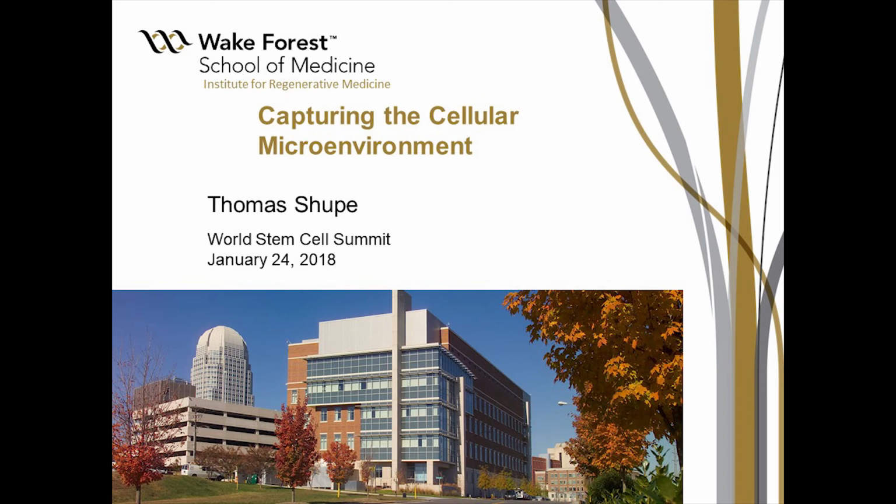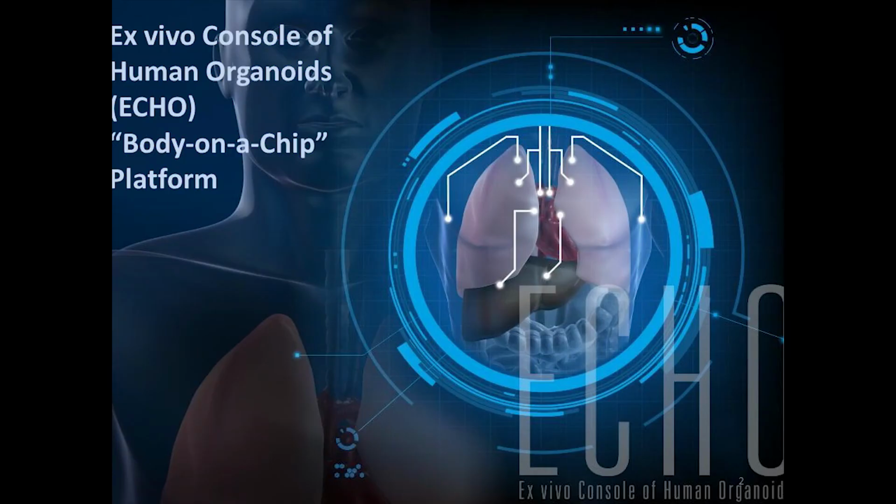Thank you all for the opportunity to speak. As Josh said, I'm an assistant professor at the Wake Forest Institute for Regenerative Medicine, and I've been the scientific director for a program that we've been running for a while. We call it the ECHO program. It stands for Ex Vivo Console of Human Organoids. What I was asked to talk about today is the integration of bioprinting and bioinks in the ECHO program. These aren't bioprinting individual cells. These are bioprinting tissue organoid constructs that have been fabricated prior to bioprinting.